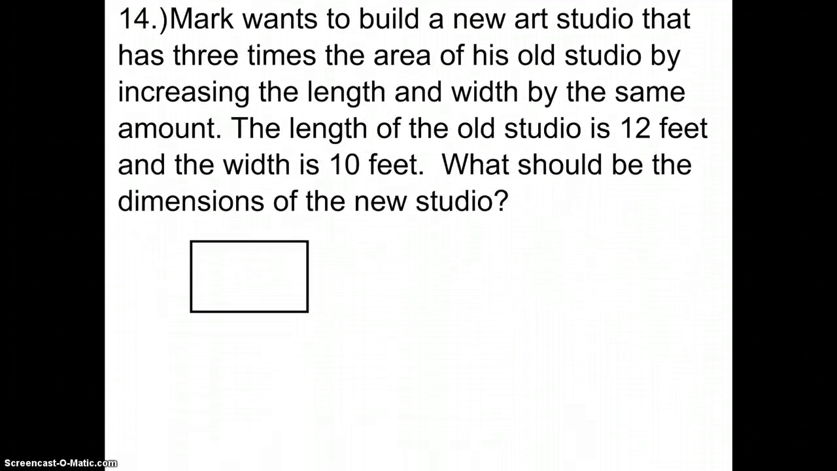Number 14, Mark wants to build a new art studio that has 3 times the area of his old art studio by increasing the length and the width by the same amount. The length of the old art studio is 12 and the width is 10. So we want to have an area 3 times the original, so we can find the area by multiplying the base times the height, which would give us 120. We want to multiply this by 3 to give us the area of the new building, which would be 360.